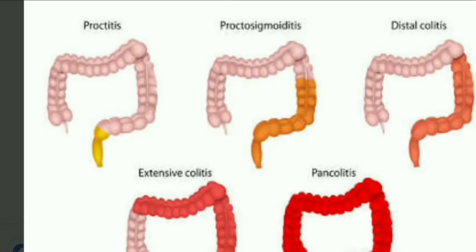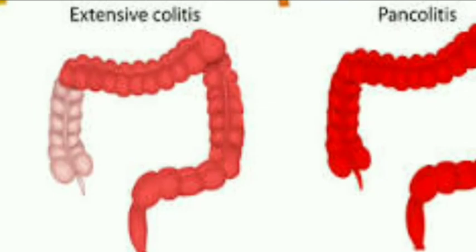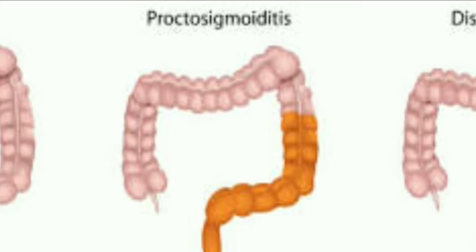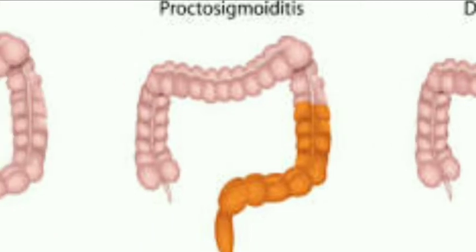Now I will discuss ulcerative colitis. It is characterized by relapsing and remitting inflammation of the colon, which is continuous in nature. Common sites are the sigmoid colon plus rectum (proctosigmoiditis), the left side of the colon (left-sided colitis), and pancolitis. So these are all the types.